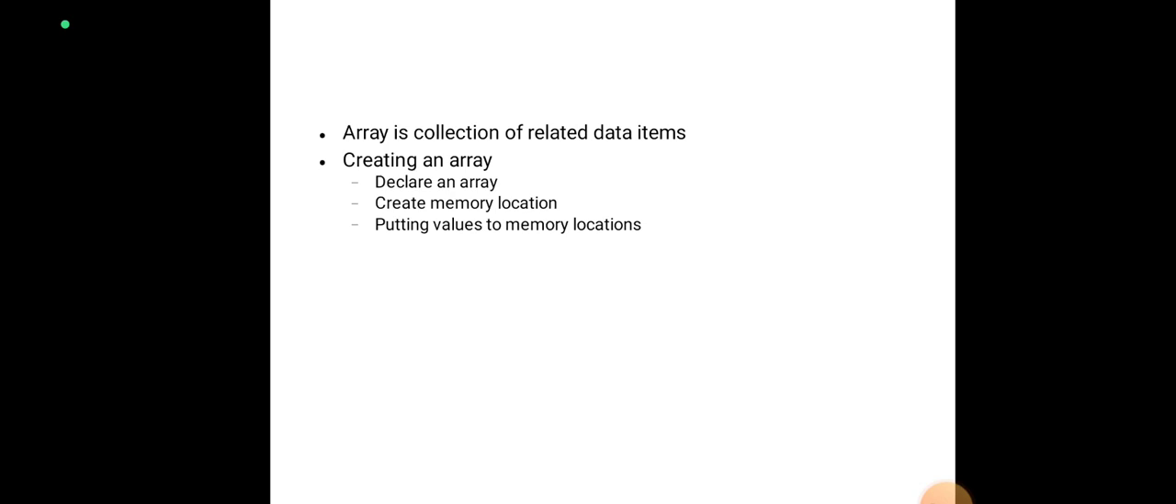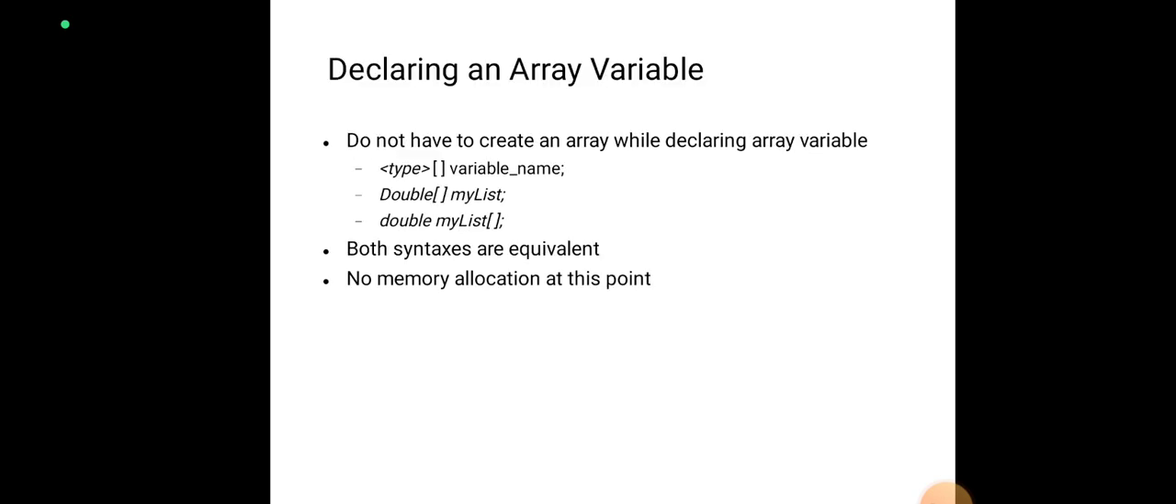array. Creating an array. For creating an array, first we have to declare the array and then create the memory location, and then we have to put the values into the memory locations. So first we have to declare the array, what type of array. Then we have to create the memory location, how much memory is needed for the particular array, and then we have to insert the values into the memory locations.